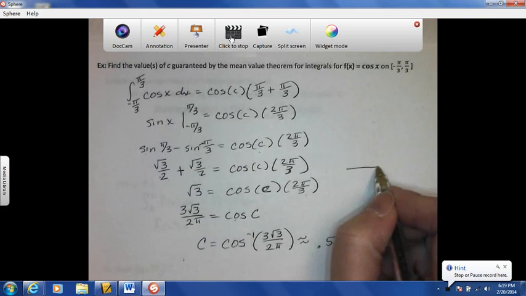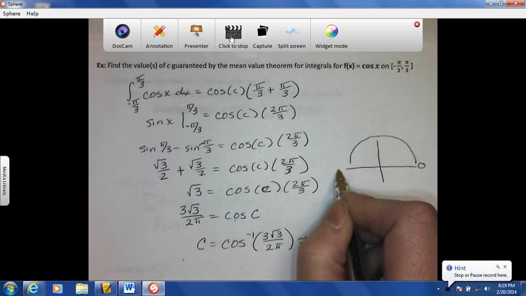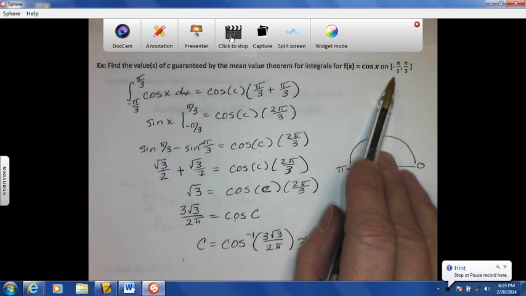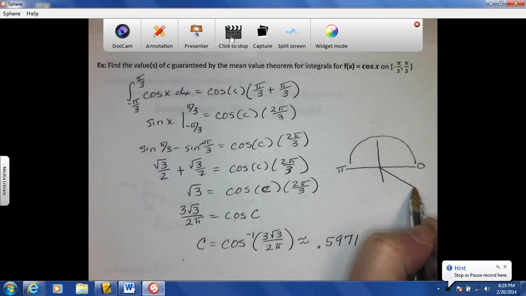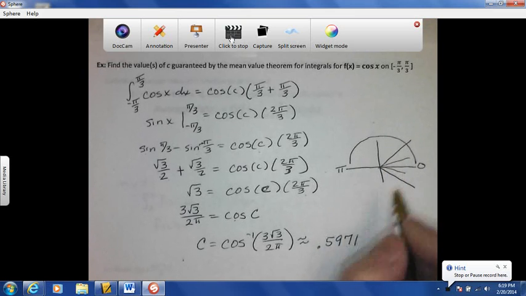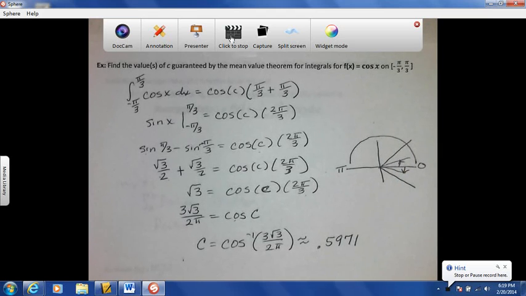And I can remember from my pre-calculus days that inverse cosine is only going to give me answers between 0 and pi. Now, because our interval goes from negative pi over 3 to positive pi over 3, that means that we will have two answers. One is that 0.5971. We will also have a mirror image of it down here in the fourth quadrant of negative 0.5971. So we actually have both positive and negative 0.5971 as our answers.